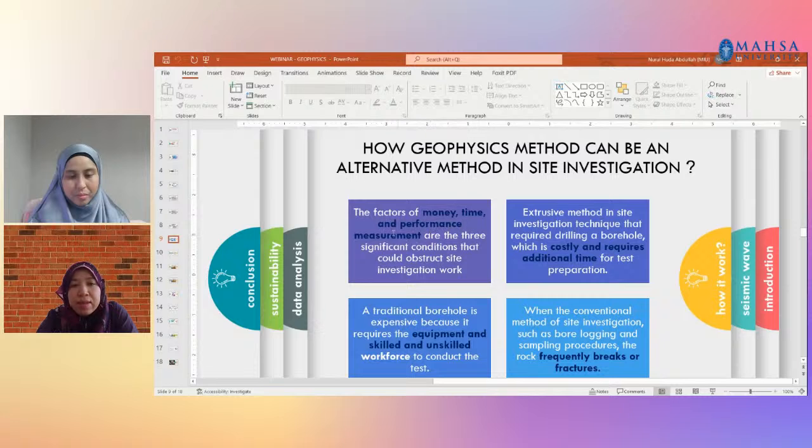And if you can see here, the first one is related to money, time and performance measurement. And then the expensive site investigation technique that requires drilling of the borehole is also costly, and it needs additional time for test preparation. Of course, because when we start to do the borehole, we need more workers, more equipment, more apparatus to complete the drilling of the borehole. That's why we can change to the geophysics method.